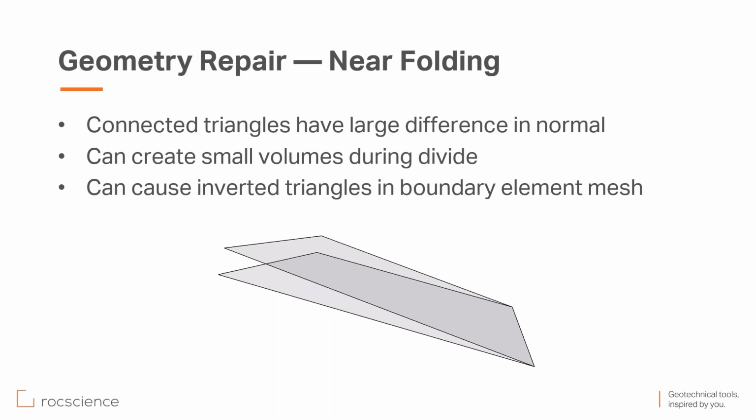The first problem can cause small volumes during the divide, which can also lead to very small elements. And the second can potentially cause inverted triangles in the boundary element mesh, which is a very serious problem and will cause many numeric issues in the engine.